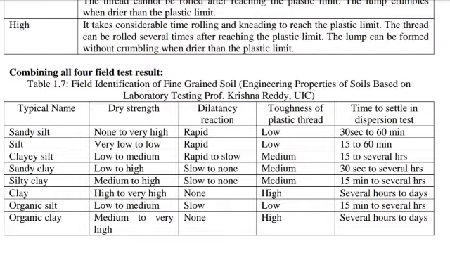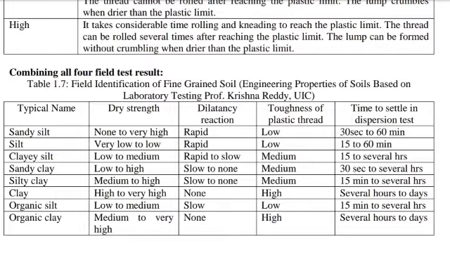Typical name: clay silt, dry strength low to medium, dilatancy reaction rapid to slow, toughness medium, time to settle in dispersion test 15 minutes to several hours. Typical name: sandy clay, dry strength low to high, dilatancy reaction slow to none, toughness medium, time to settle 30 seconds to several hours. Typical name: silty clay, dry strength medium to high, dilatancy reaction slow to none, toughness medium, time to settle 15 minutes to several hours.